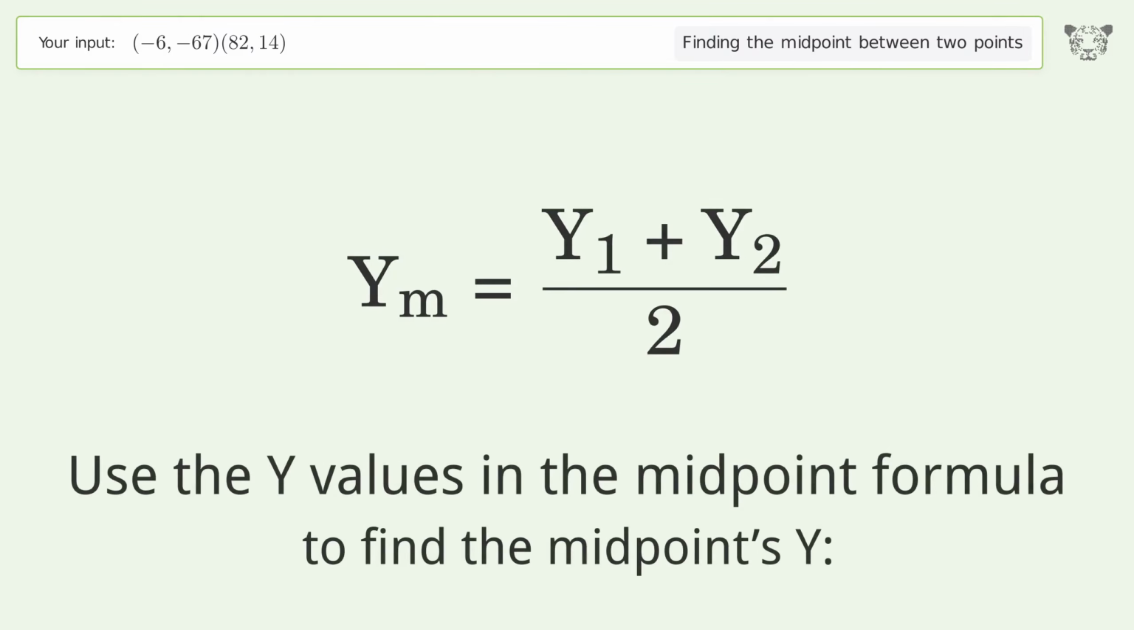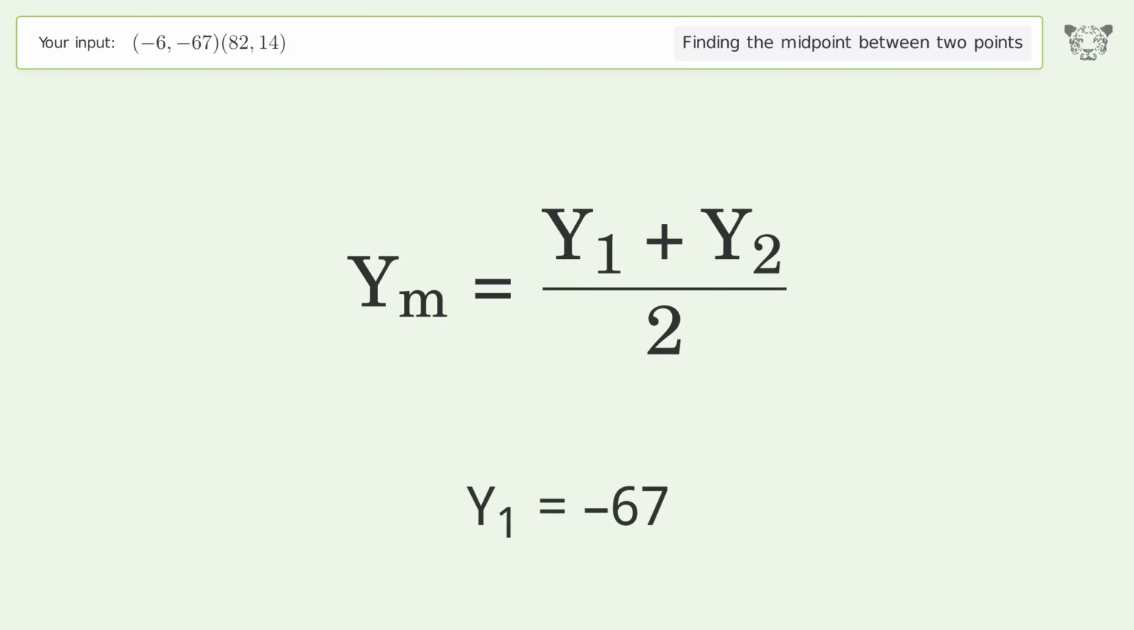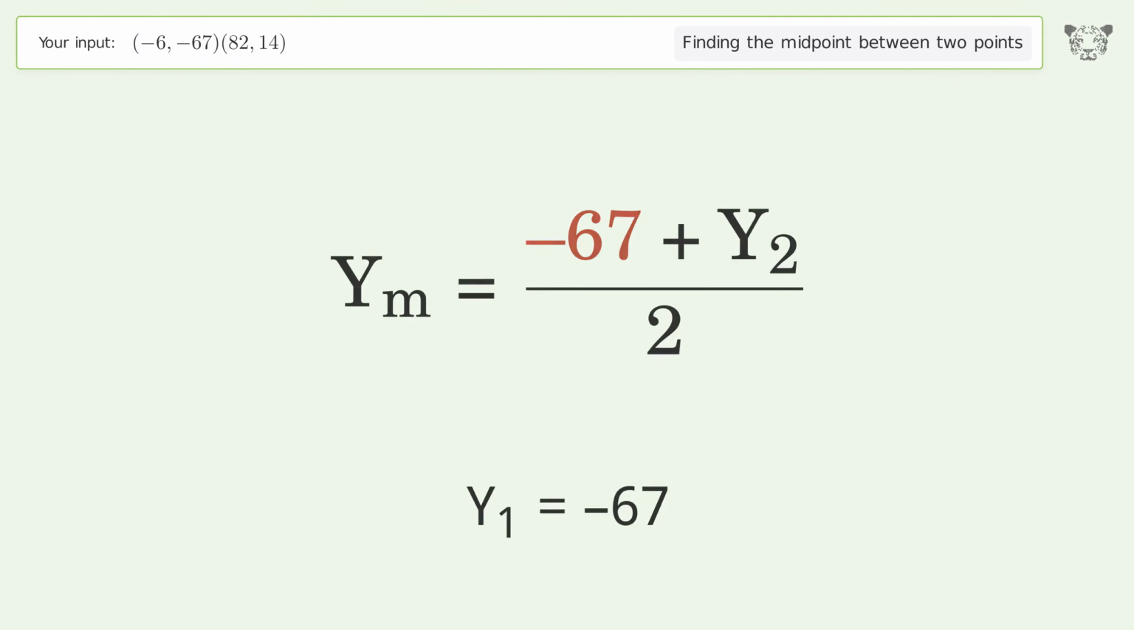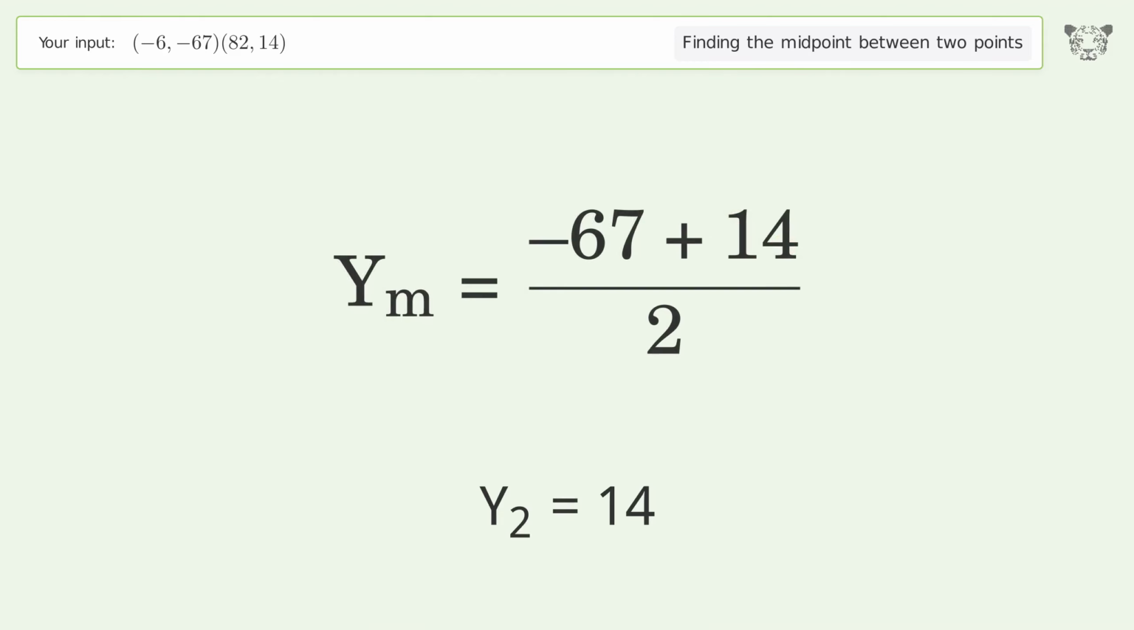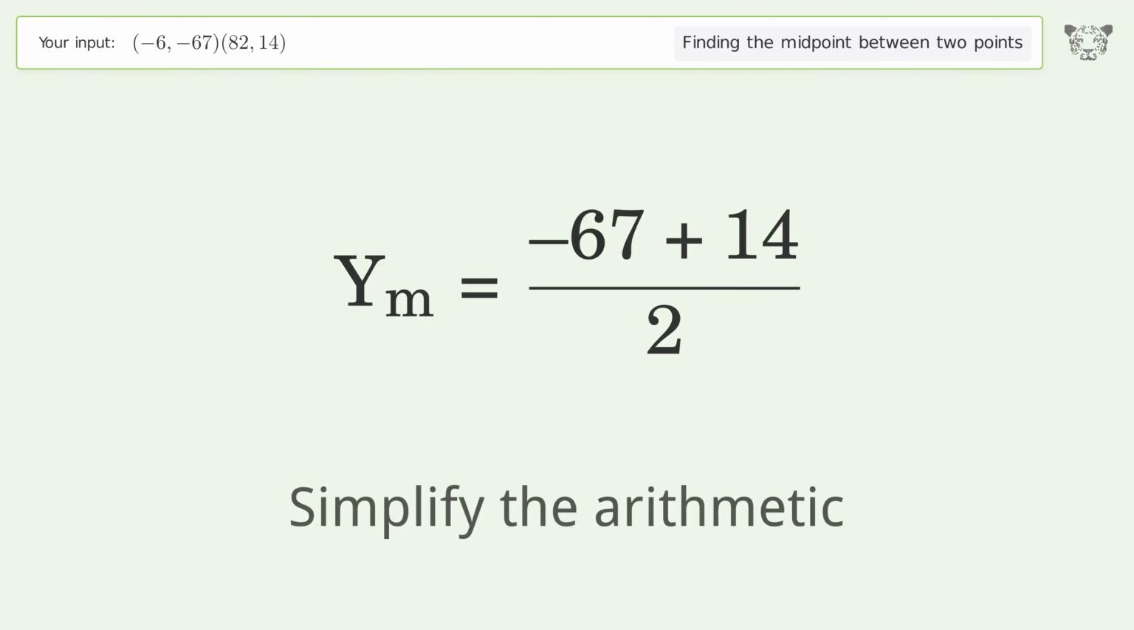Use the y values in the midpoint formula to find the midpoint's y. y1 equals negative 67. y2 equals 14. Simplify the arithmetic.